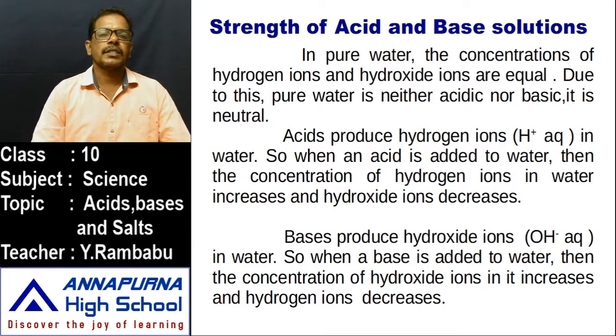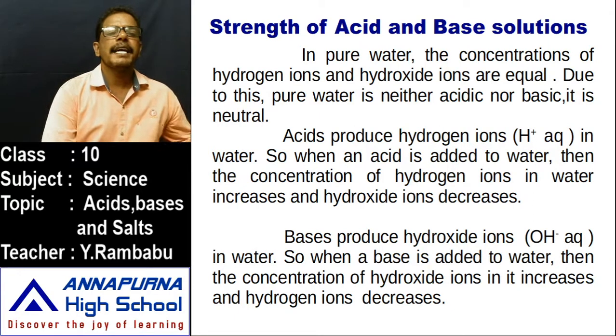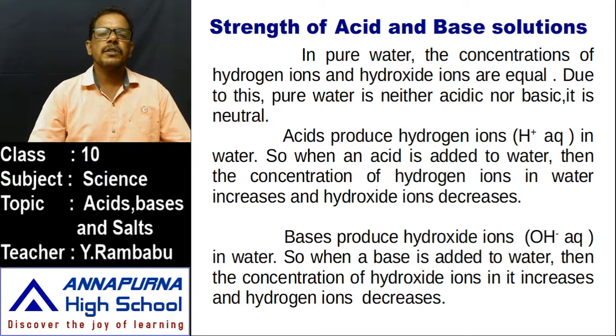We have already learned what is meant by an acid. Simply, what is an acid? Acids are the substances which produce H+ ions in water, that means hydronium ions, H3O+ ions. And what are bases? Bases are the substances which produce OH- ions in water, that means hydroxide ions. Acids produce H+ (aq) ions in water, and bases produce OH- (aq) ions.